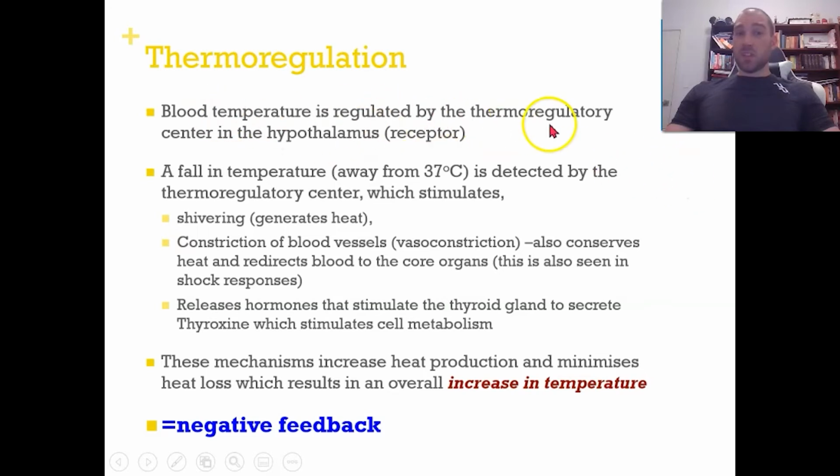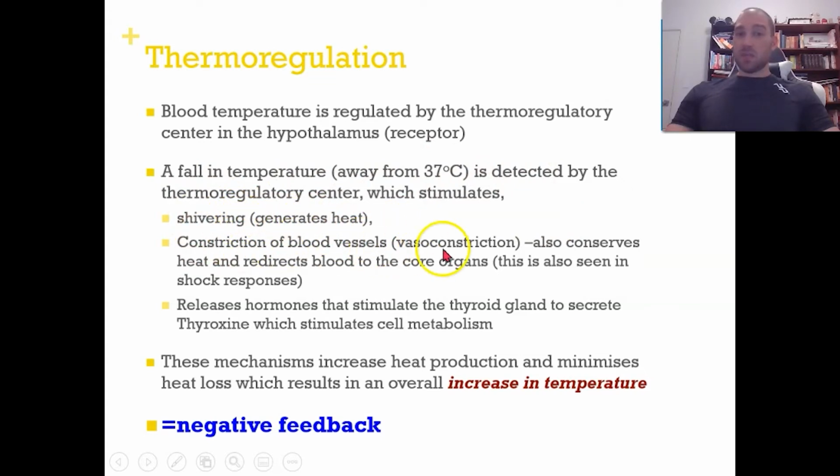Blood temperature is regulated by the thermoregulatory center in the hypothalamus. This is the receptor. It's a part of the brain. Blood is flowing past it, and the thermoreceptors detect the temperature of the blood passing the hypothalamus. Any fall in temperature away from 37 degrees Celsius is detected by the thermoregulatory center, and that stimulates a few things to happen in the body. Shivering, this is a nervous response. Nerves go to muscles and cause them to contract.